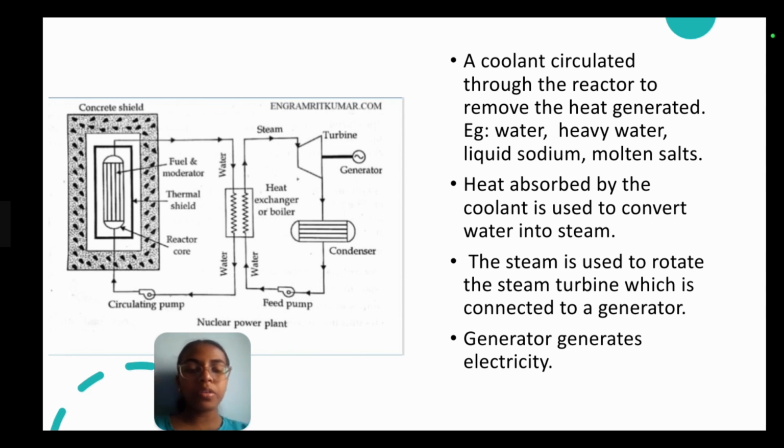The heat produced during fission process is absorbed by the coolant and is used to convert water into steam in the heat exchanger. The steam is used to rotate the turbine, which is connected to a generator which generates electricity. The entire reactor is enclosed in a concrete building to prevent radioactive radiations being released into the environment.